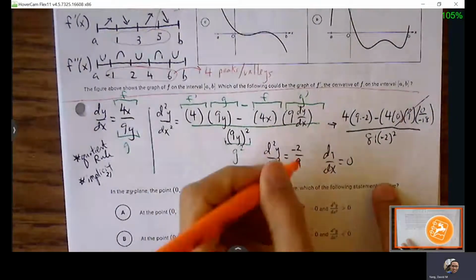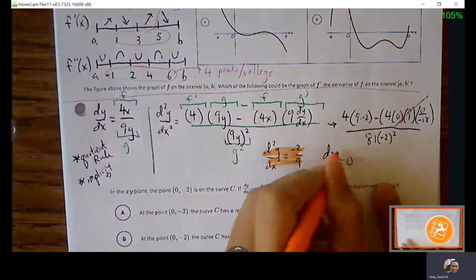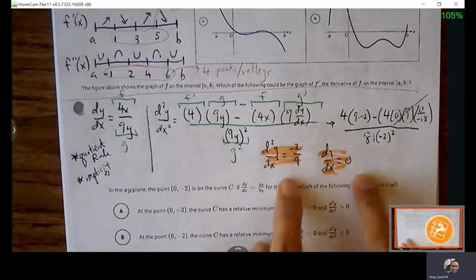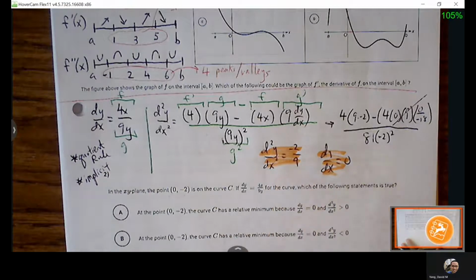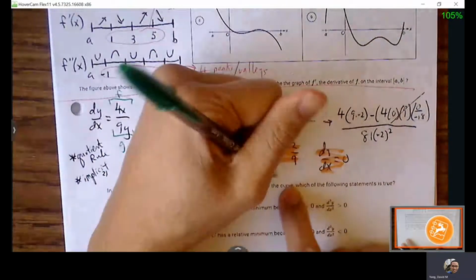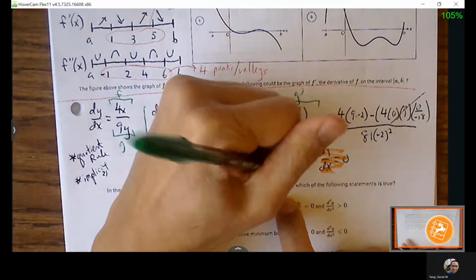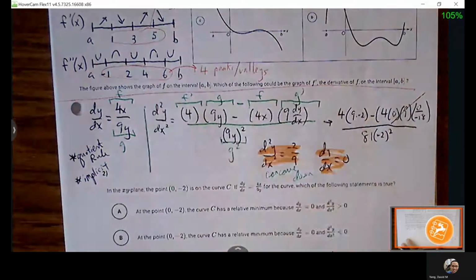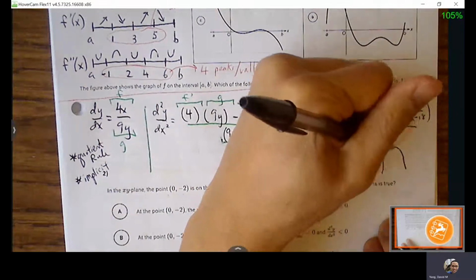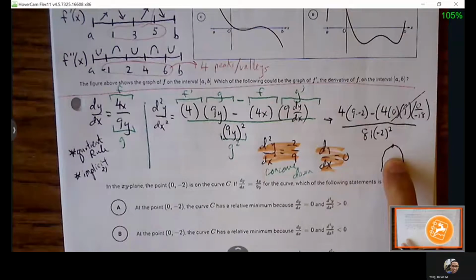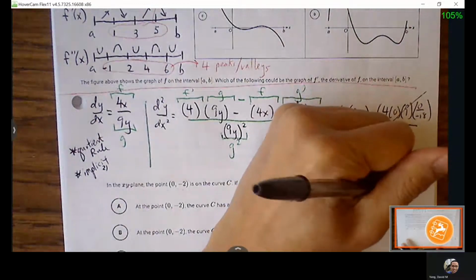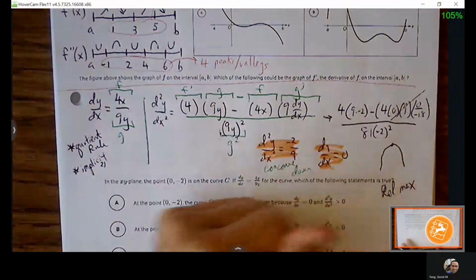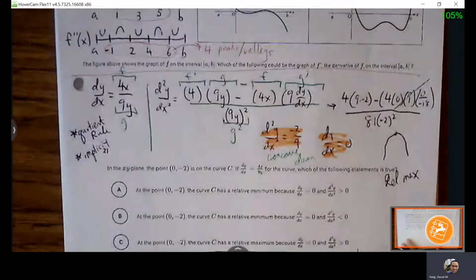So what conclusion can we make? Second derivative is negative, first derivative is 0, slope 0, and concave what? Concave down. So if my graph is slope 0 and concave down, there must be a what? Relative max. Answer choice D.